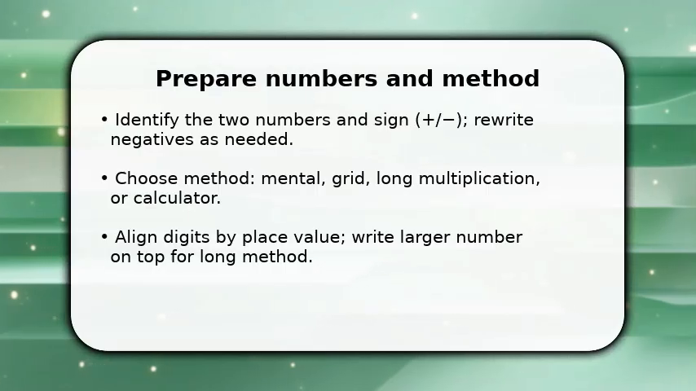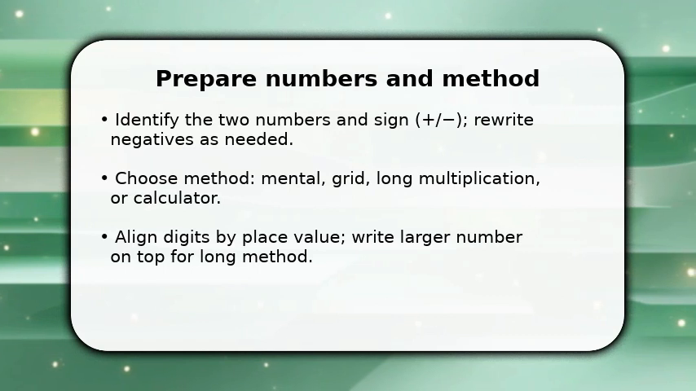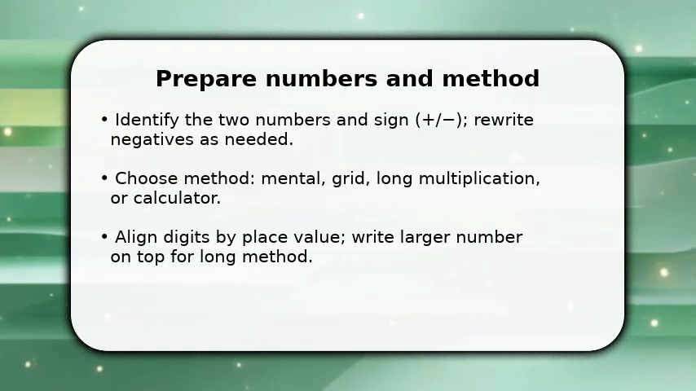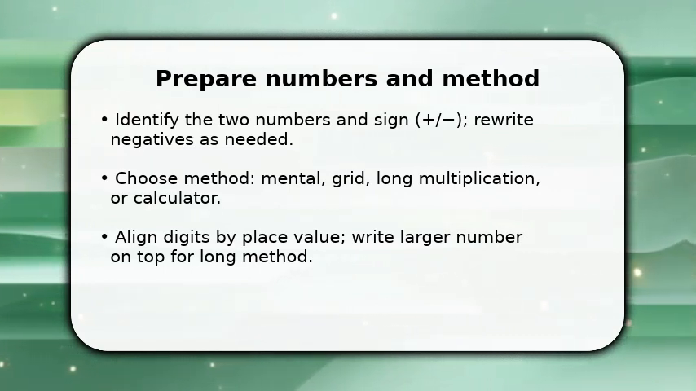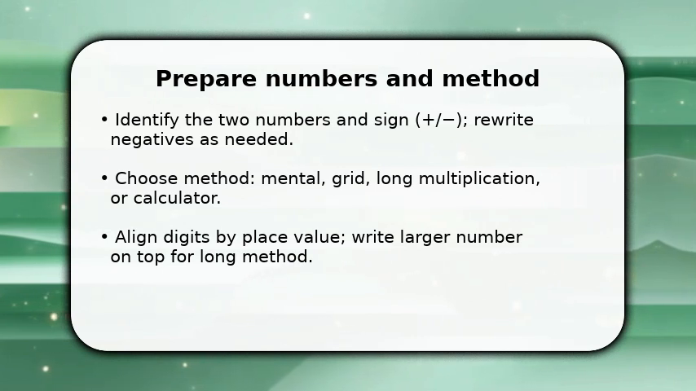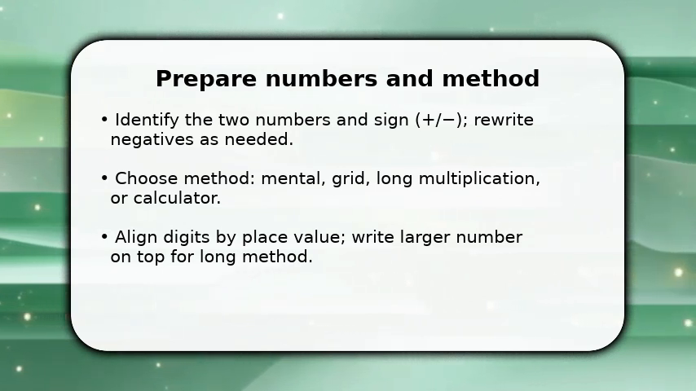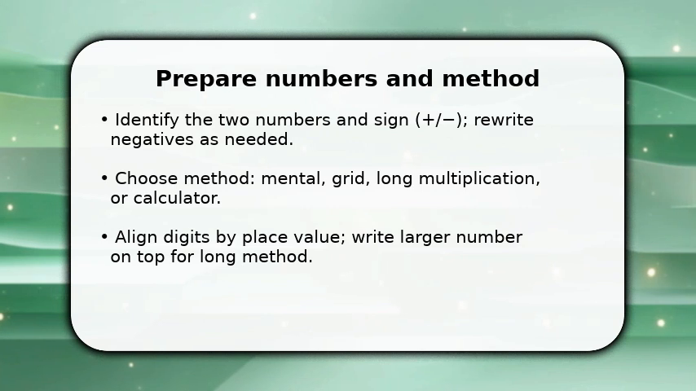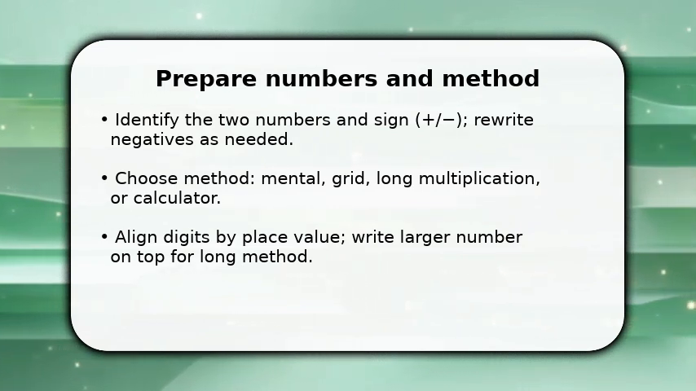You start by confirming the two numbers and their signs. Positive or negative changes the final sign. Once confirmed, choose a method: mental for small values, grid or long multiplication for multi-digit work, or a calculator for speed. Make sure digits are aligned by place value with the larger number usually on top.